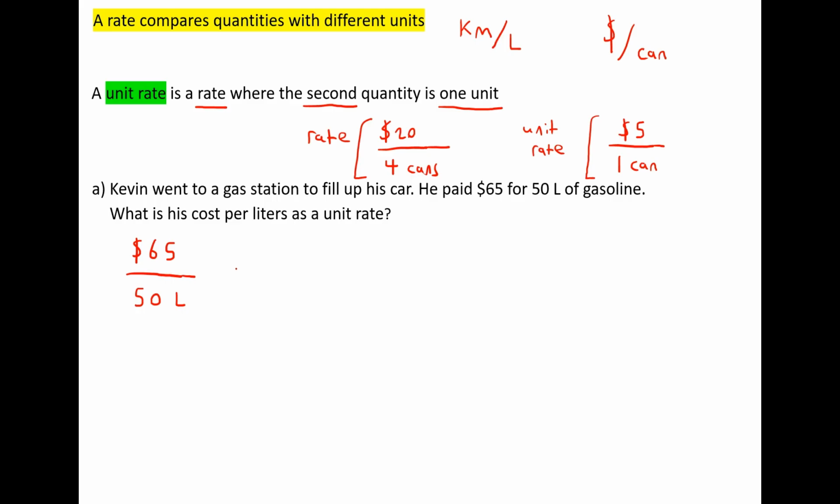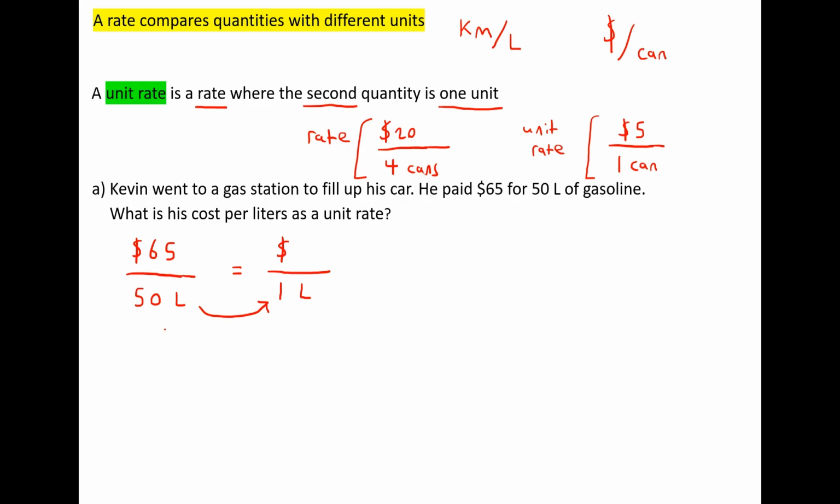Now, if we want to find his cost per liter as a unit rate, what we have to do is this. Remember, our second quantity, the one on the bottom, must become 1. So I'm going to write equals here, and I'm just going to write 1 liter on the bottom. I don't know what I'm going to have on the top yet. Now, we have to ask ourselves this question. How do you get from 50 liters to 1 liter?